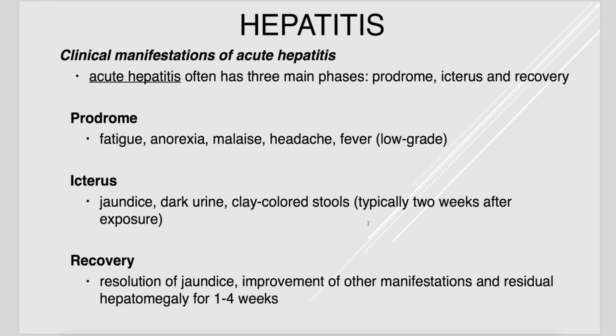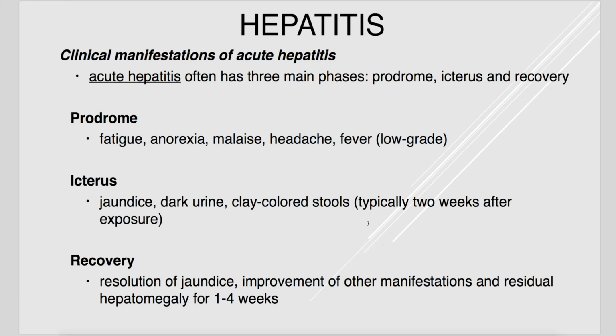So clinical manifestations of acute hepatitis. Acute hepatitis is typically going to have three phases. The prodrome, which is characterized by things like fever and loss of appetite, fatigue, malaise, headache, things like that. Then it's going to have the icterus phase, which is the jaundice phase. This is where you'll see jaundice, you'll see the clay-colored stools, dark urine, and again, that's all associated with the bilirubin.